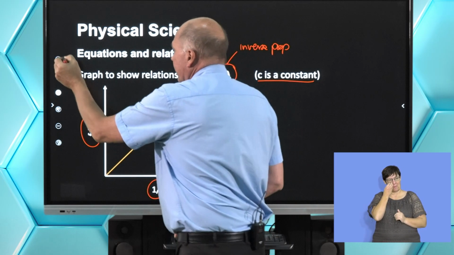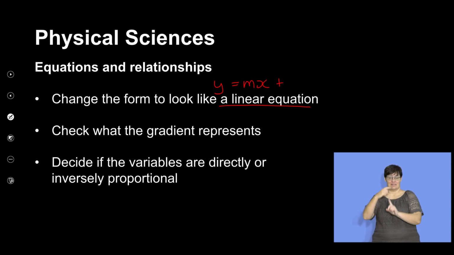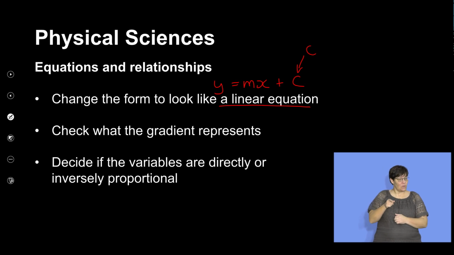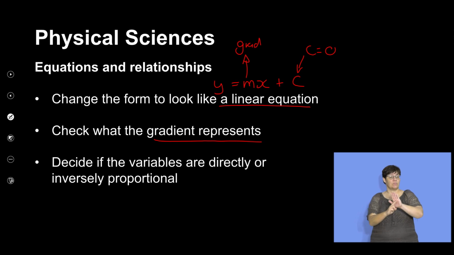Okay, let's have a look at things to check for. When you're doing these relationships, please make sure that they look like a linear equation. You want to get them into the form of y equals mx plus c. And if possible, that c should equal 0. That c mustn't be confused with a constant. The constant is this bit. This is the gradient. And these are your two variables. Check what the gradient represents. It's very important that you understand that.